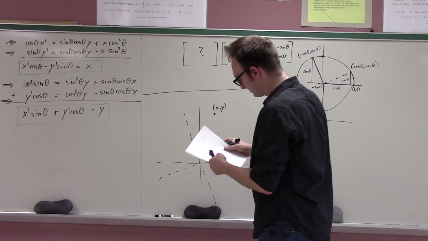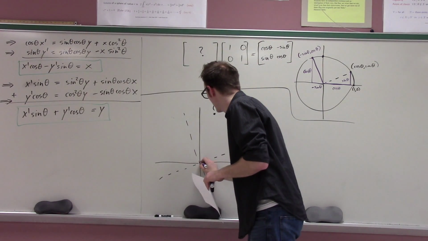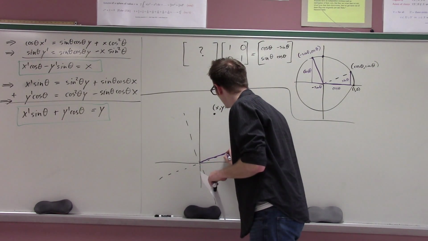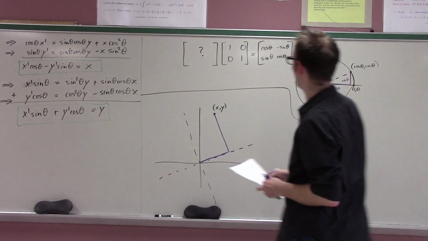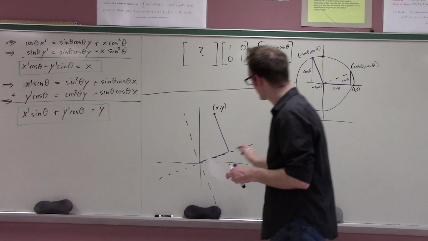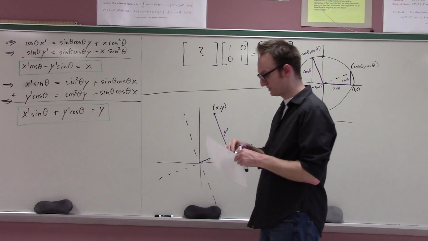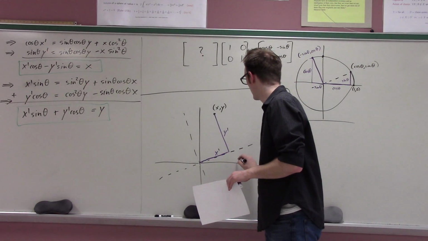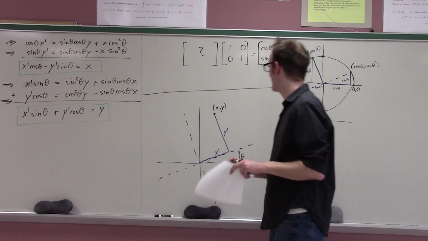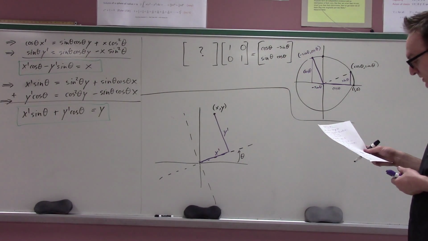Okay, so what I know is that if I go over x prime and up y prime, then I get to that point. So this is x prime and this is y prime. In other words, I know the x prime, y prime coordinates of that point. This is theta, by the way. And what I want are the x and y coordinates of that point.